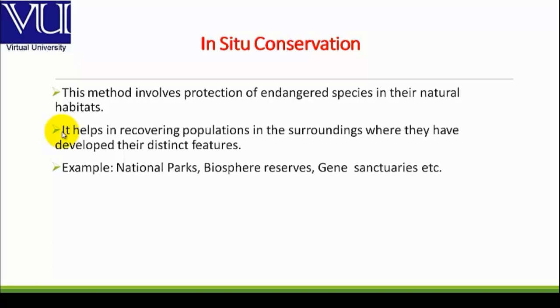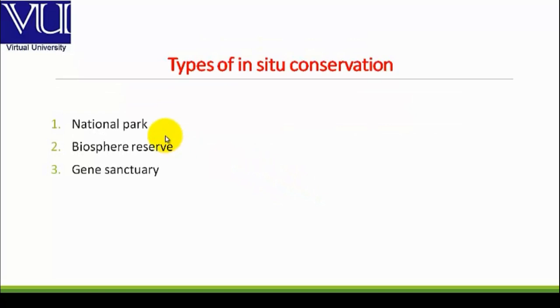Examples of such areas in which plants are protected by in situ conservation are national parks, biosphere reserves, and gene sanctuaries. These areas are also known as protected areas. Here are some most common types of in situ conservation. The first one is national park, then biosphere reserves, and gene sanctuaries.